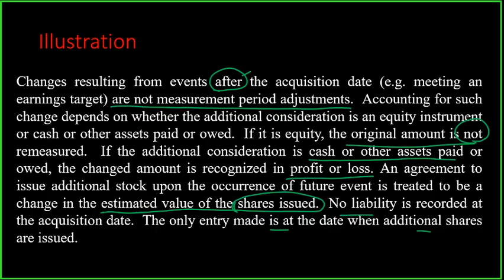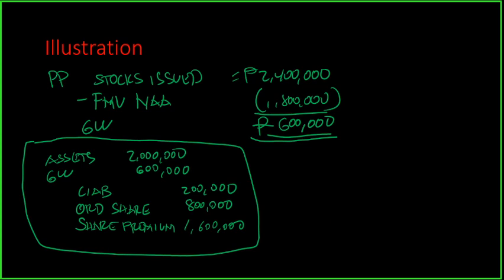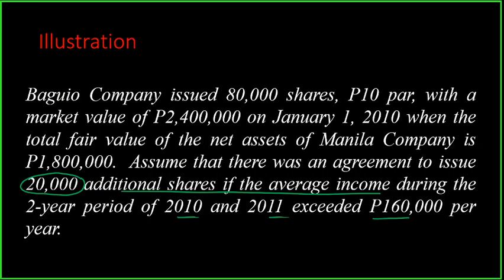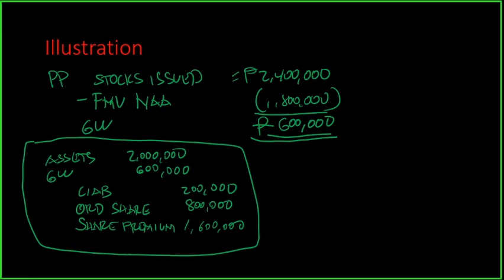Okay, the standard tells us that the additional stock upon the occurrence of a future event is treated to be a change in the estimated value of the shares issued. Therefore, we are going to make necessary adjustments on our share premium. Okay, let's go back to our problem. So, let's assume that the average income exceeded 160,000 per year. So, we are now going to issue additional 200 shares. What's now the journal entry for that?